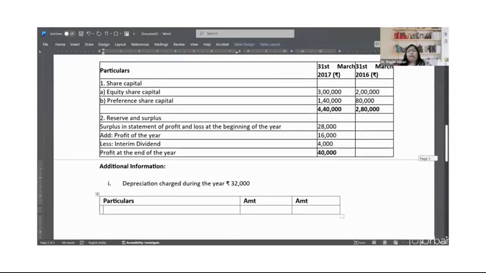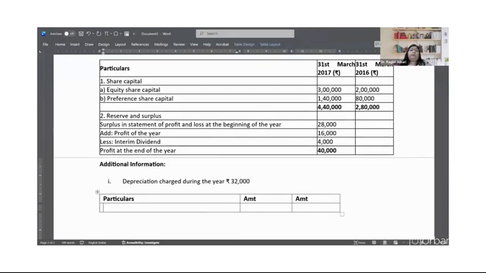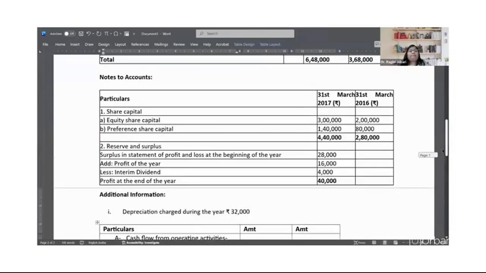So the starting point, that is, we start with cash flow from operating activities. That is A. Cash flow from operating activities. Let's see from where we start in this.